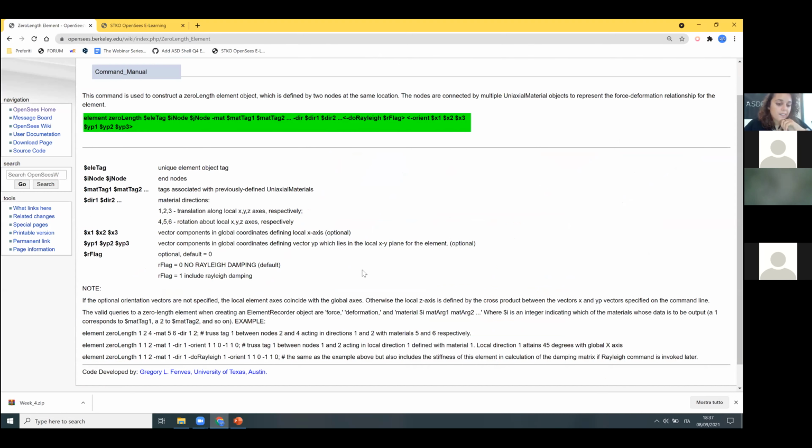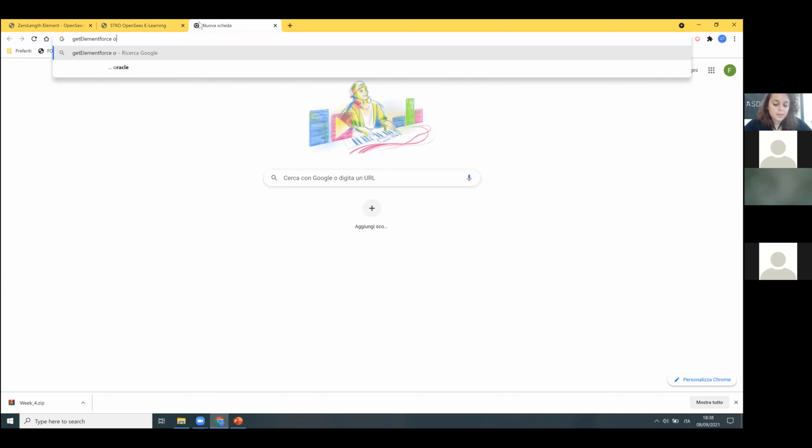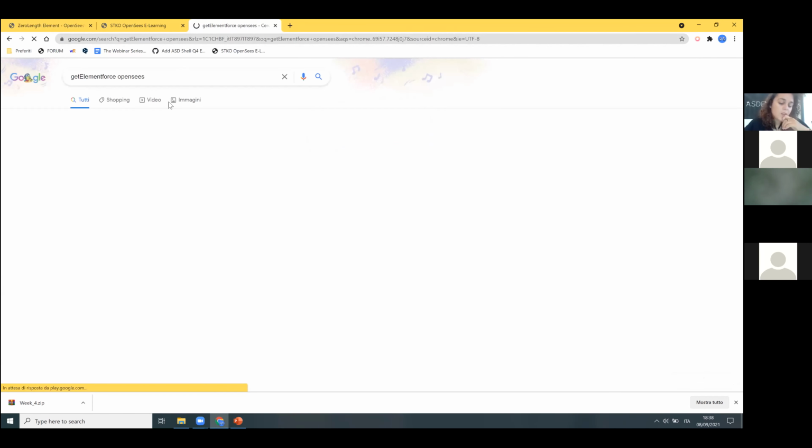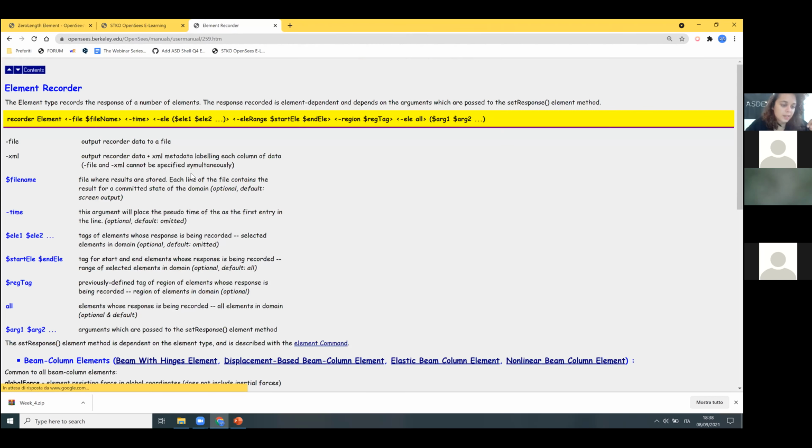And one more question: when I use the get element force command from OpenSees, does it spit out the element force in local coordinates or global coordinates? Oh, it's global coordinates. Always global coordinates, and even the recorder is the same. Okay. So my understanding is that results are always in global coordinates. I don't know if anybody else has any other information about it, but I think it's always global coordinates.